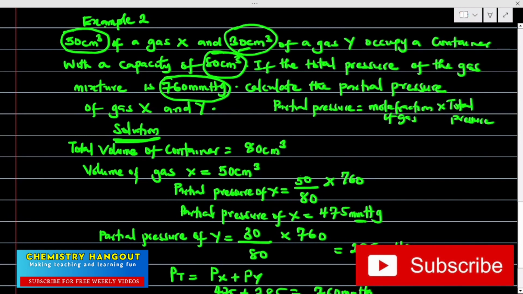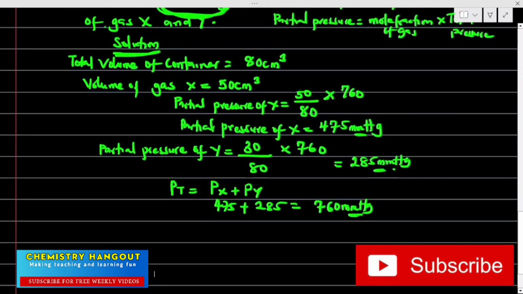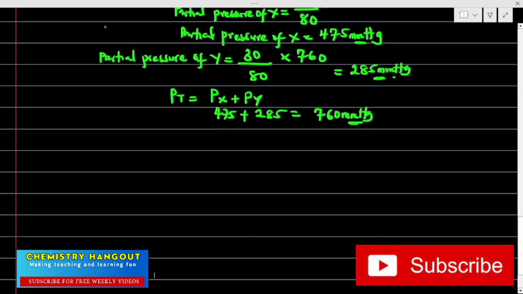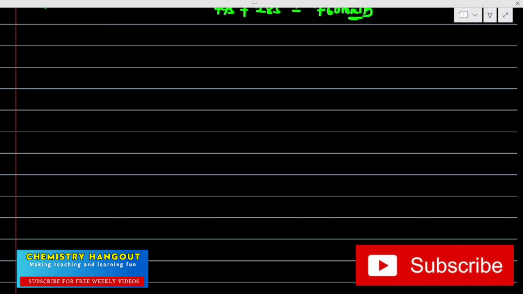Look at the total pressure they gave us, 760. Look at that, 760. Which means after finding the partial pressure of the gases, if we add them together, we get the total pressure. Very simple, very interesting. Let's take the last example before we call it today.